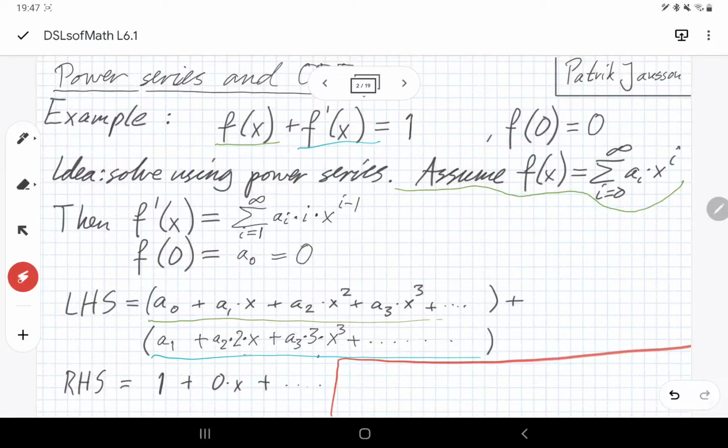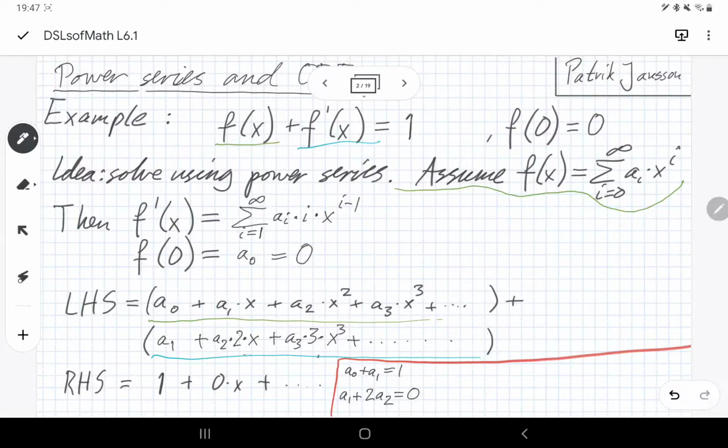So why have I written this? Because I want to take the step and say, if this left-hand side and right-hand side should be equal for all x, then the coefficients need to be equal for all powers of x. So this means that we have equations which we can write out. a0 plus a1 equals 1. And we also have an equation from the next term: a1 plus 2a2 equals 0.